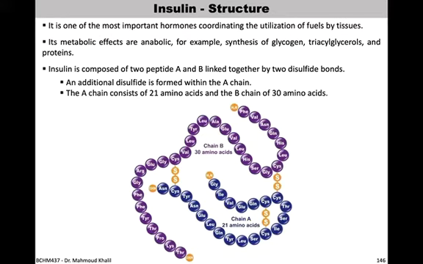Insulin is basically composed of 2 peptide chains, peptide A and peptide B, linked together by 2 disulfide bonds. As well, there is an additional disulfide bond formed in the A chain. The A chain consists of 21 amino acids, and the B chain of around 30 amino acids, and both A and B are connected by 2 disulfide bonds.